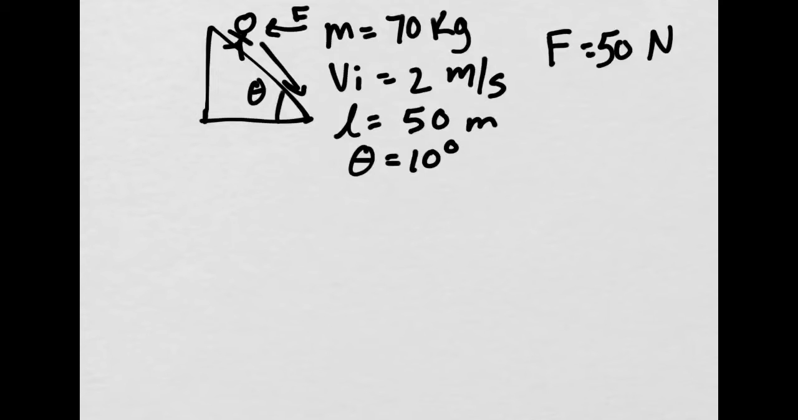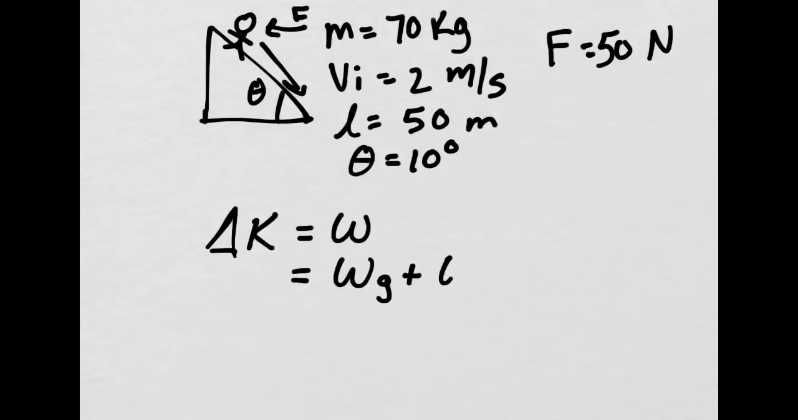So we're going to use our work kinetic energy theorem. So the change in kinetic energy equals the work. However, that work is equal to gravity plus wind. Gravity is our conservative force, so we can just write the change in potential energy, negative U gravity. But then we still have this wind force because wind, like friction, is not conservative.